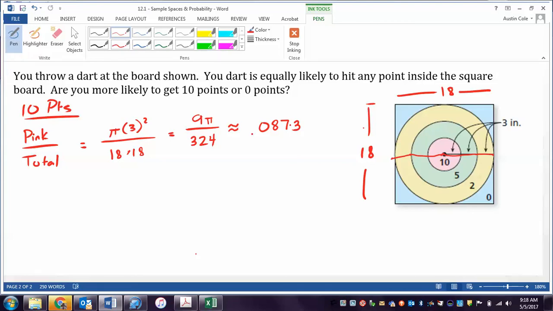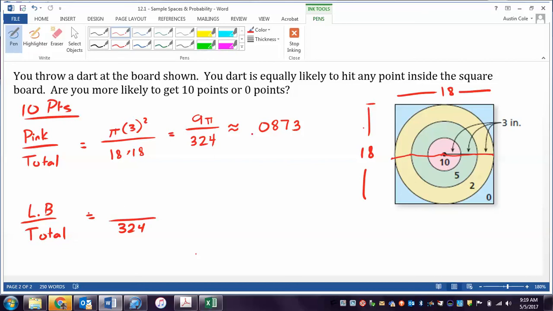So now to get to 0 points, that's going to be the light blue over the total. Now I already know the total. That's 324. That's going to be the same. But how are we going to find the shaded or the light blue part? The square, which is 324, right? Minus the big circle, minus the yellow circle and everything that's inside of it.